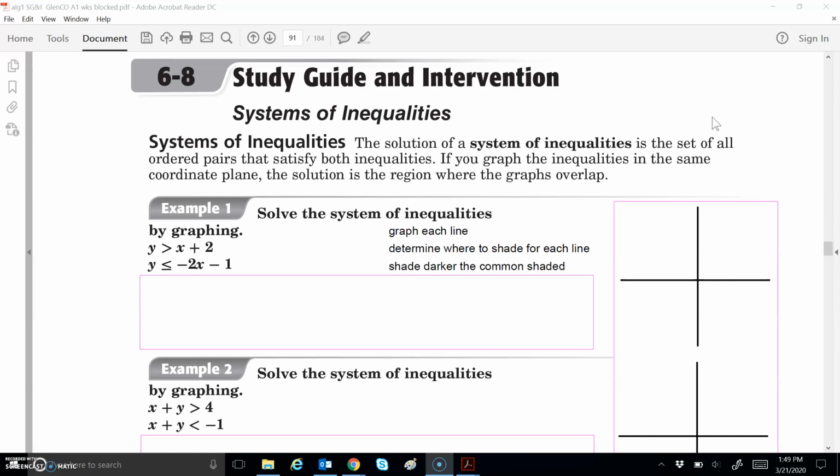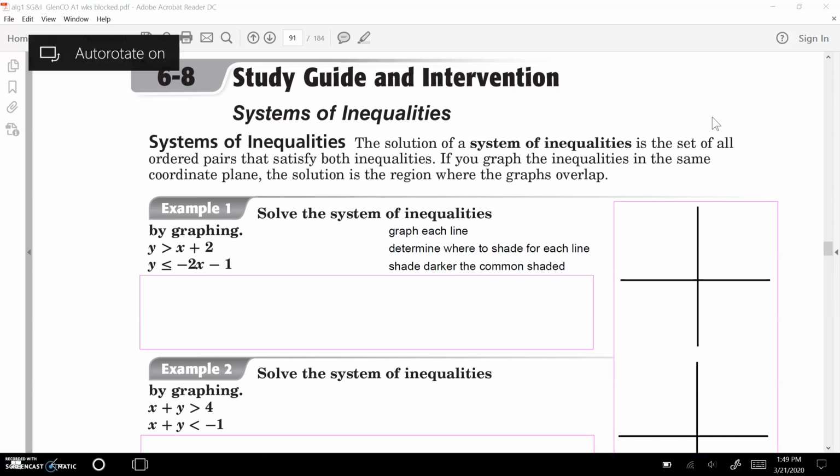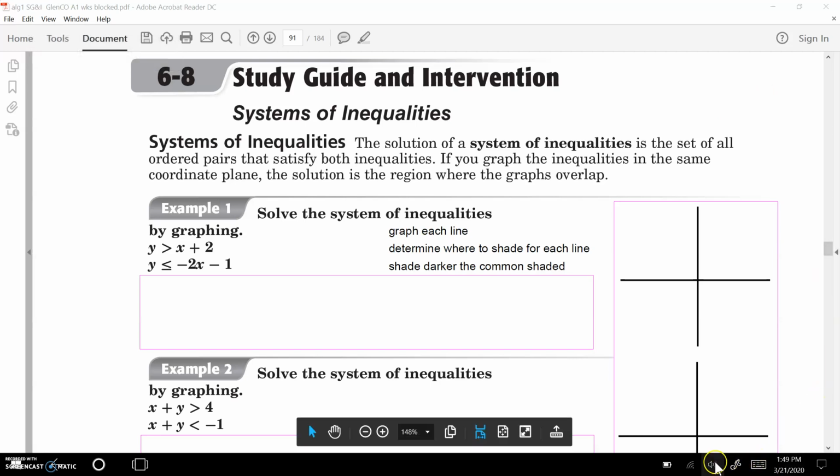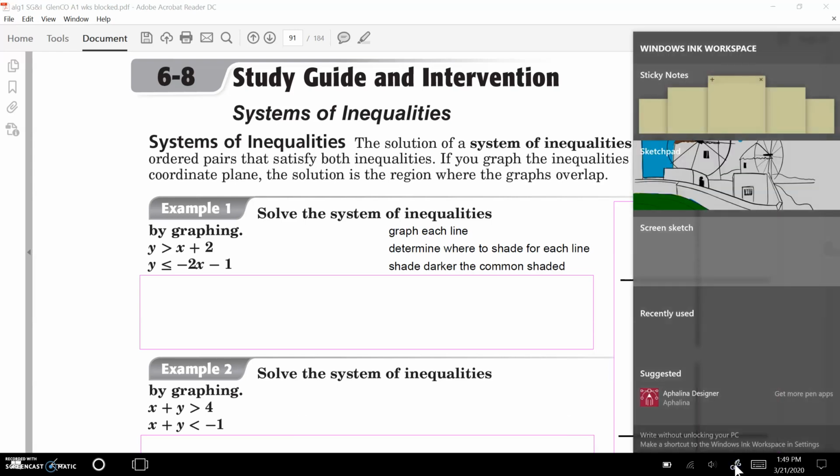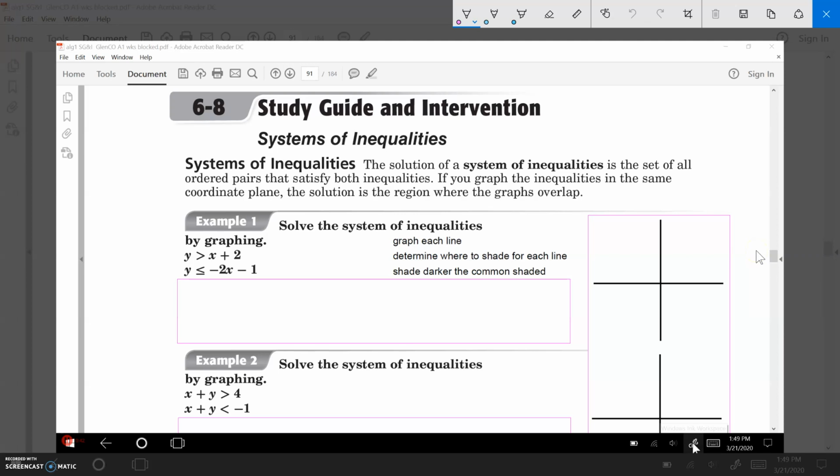All right, let's go. Example 1 is set up in slope-intercept format. So we know y equals mx plus b, right? Where m is the slope and b is the y-intercept. So in the first one, 2 is my y-intercept, so 1, 2. And my slope in front of x is 1 over 1.